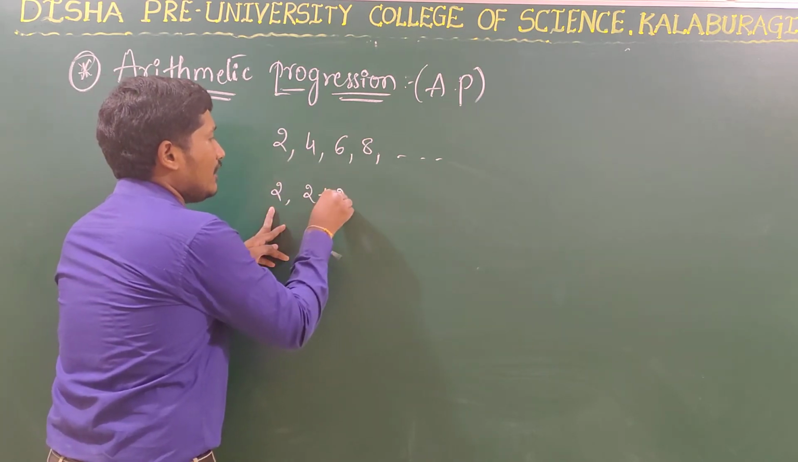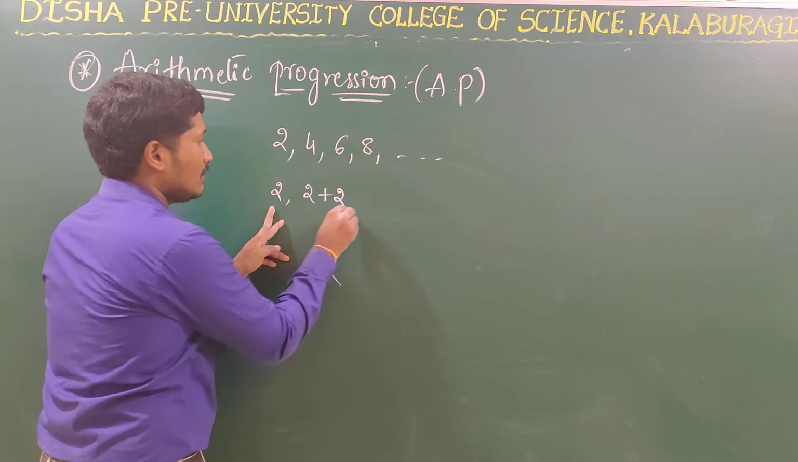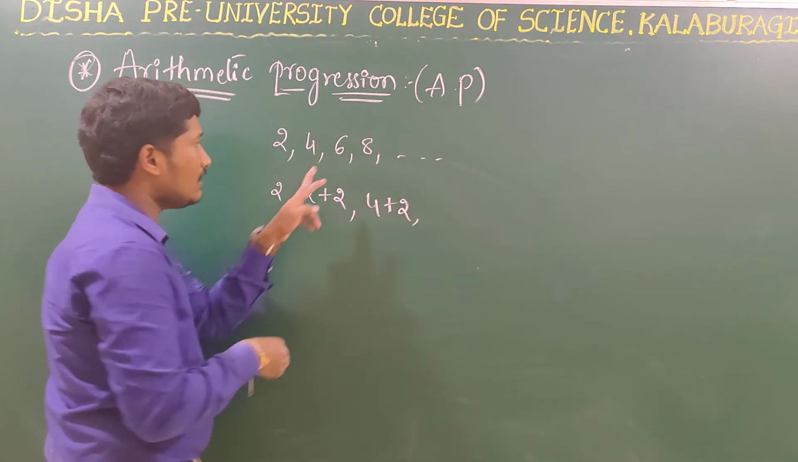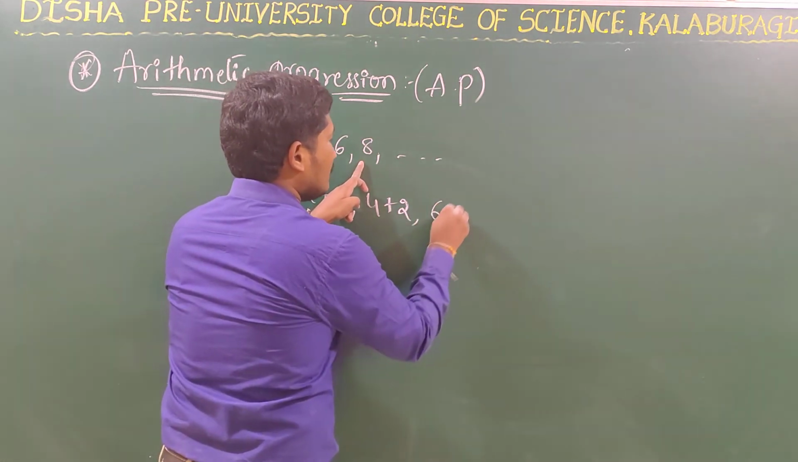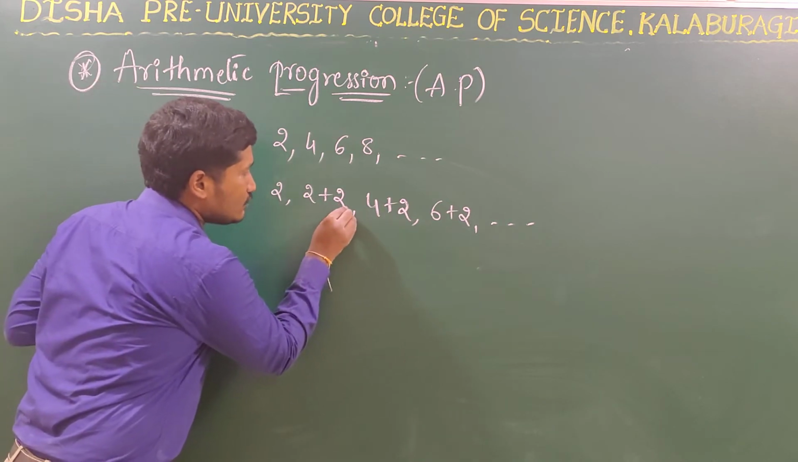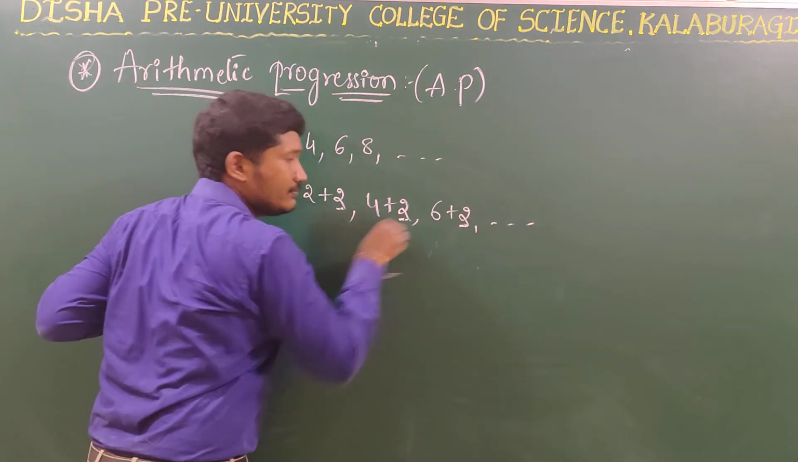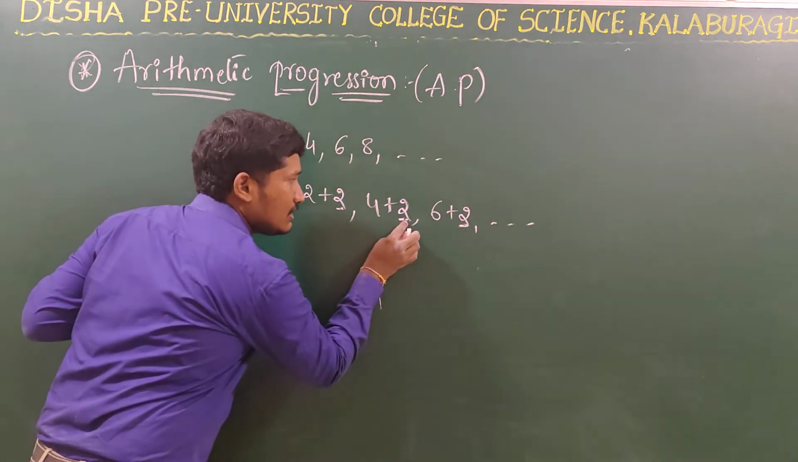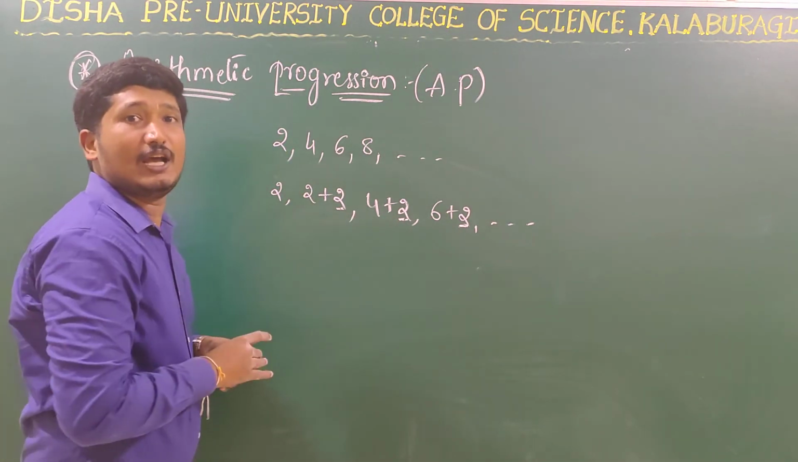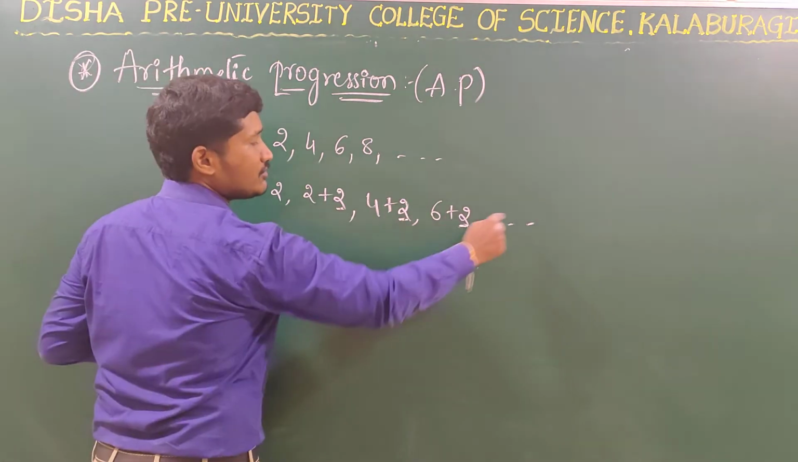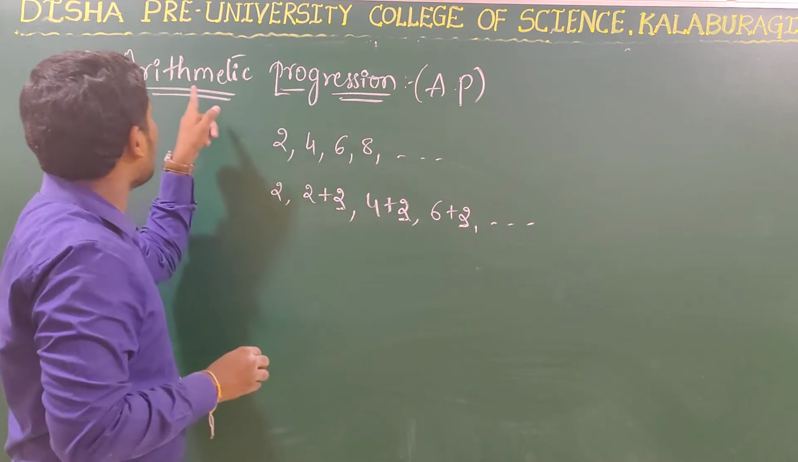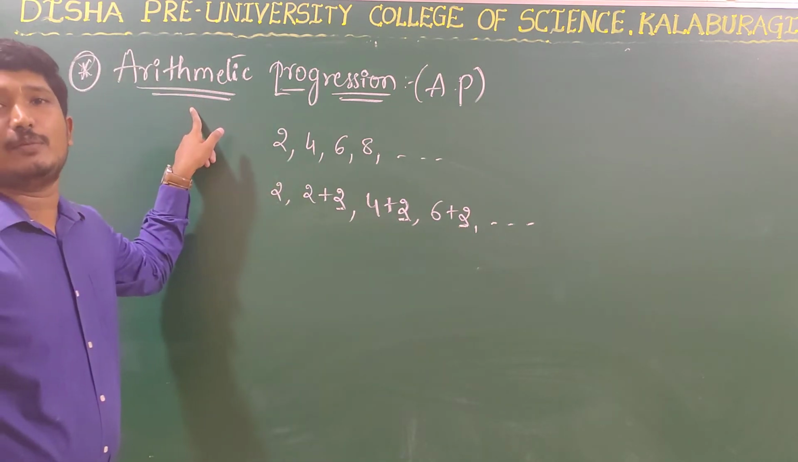4 is obtained when we add 2 to 2. 6 is obtained when we add 2 to 4, right? 8 is obtained when we add 2 to 6, so on, right? So see here, there is one constant term, one fixed number with which we are obtaining the next terms of the sequence except the first term. This type of progression is called as what? Arithmetic progression.